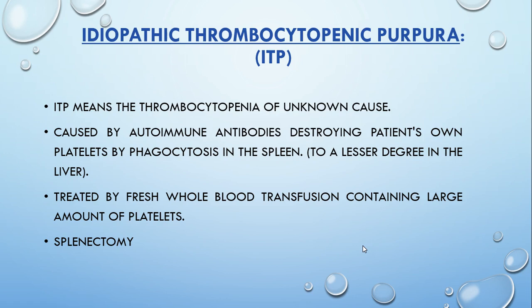The idiopathic thrombocytopenic purpura is the deficiency of platelets due to unknown cause. There may be presence of autoimmune antibodies which destroy the patient's own platelets by phagocytosis in the spleen. Again, the treatment is whole blood transfusion and splenectomy.